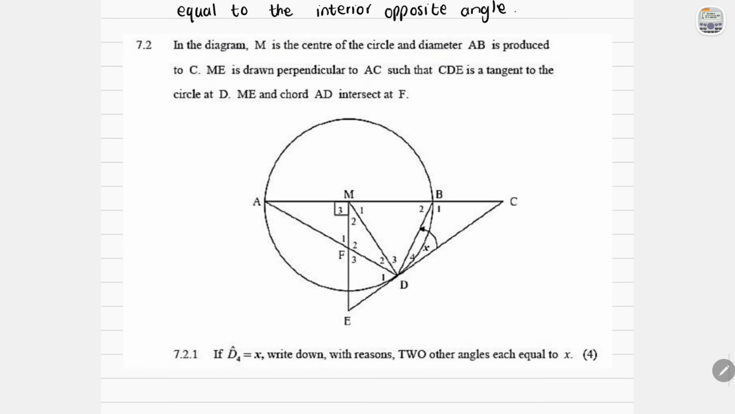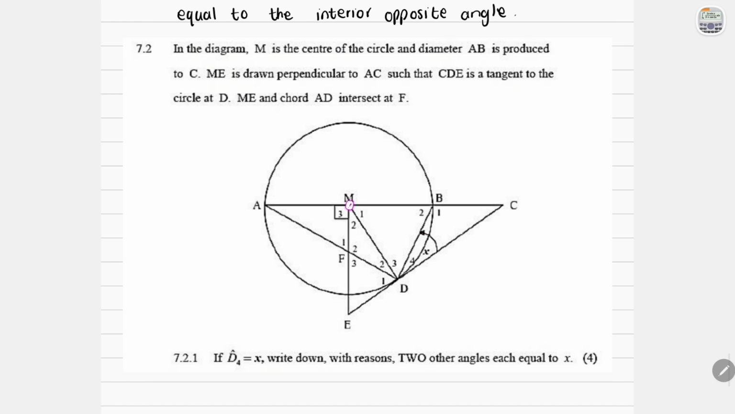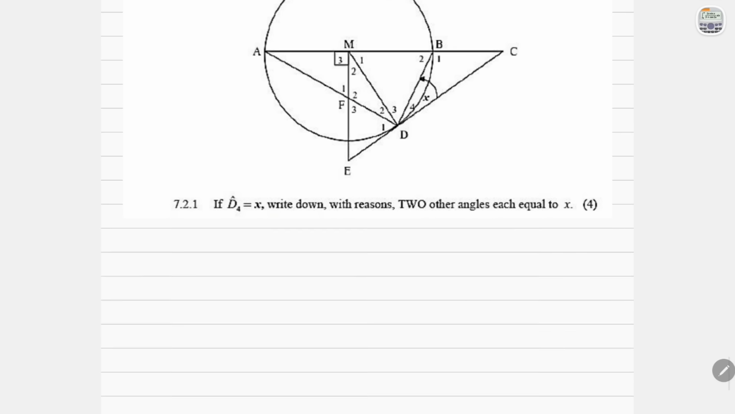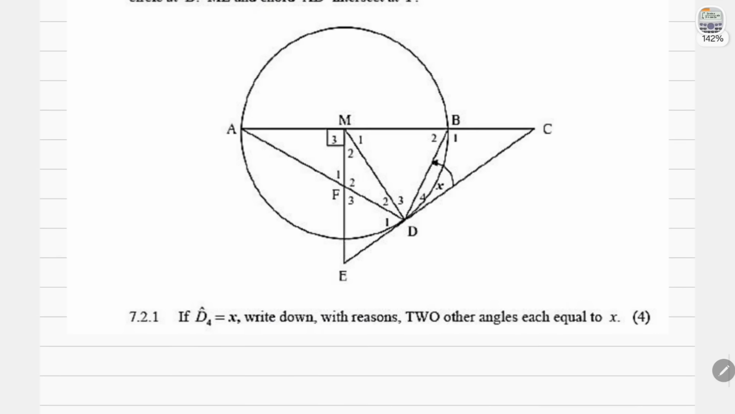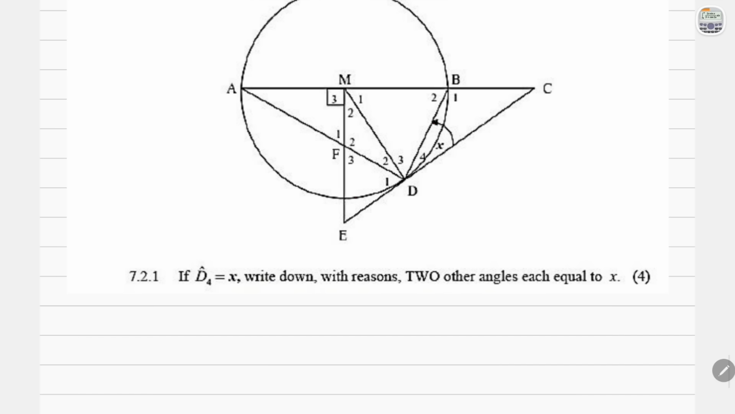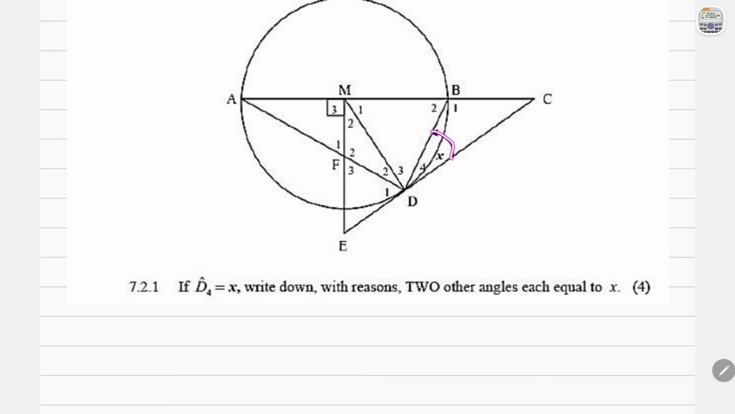Question 7.2 says, in the diagram, M is the center of the circle and diameter AB is produced to C. ME is drawn perpendicular to AC such that CDE is a tangent to the circle at D. ME and chord AD intersect at F. Okay, and 7.2.1 says, if angle D4 is equal to X, write down with reasons 2 other angles equal to X. So angle D4 is equal to X.